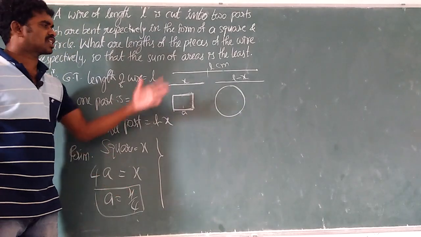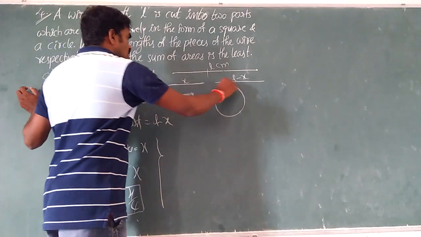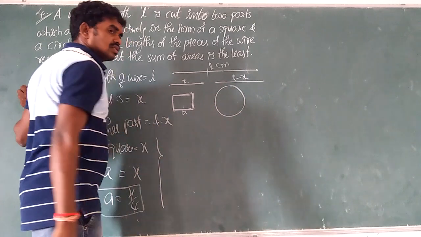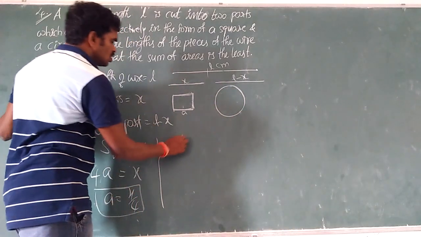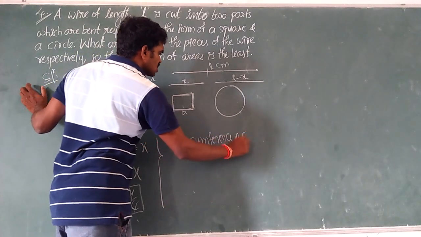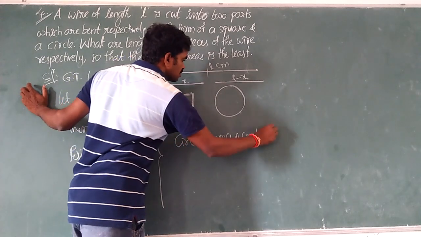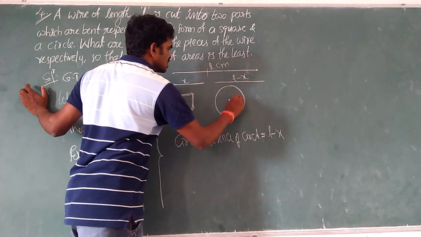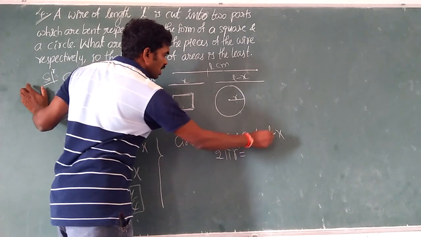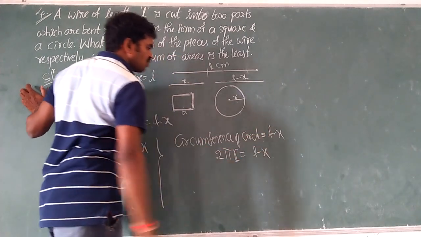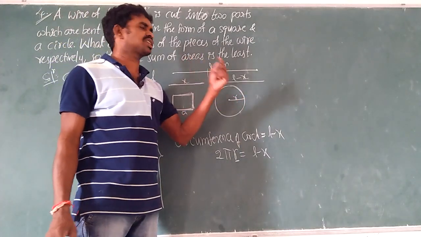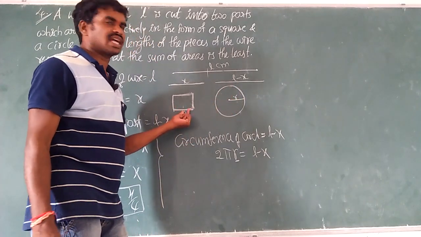Next, the total L minus x is converted into a circle. The circumference of the circle is L minus x. For example, with radius r, the circumference formula is 2 pi r. So 2 pi r equals L minus x. We have to find the small r, the radius. In a circle, the main subject is the radius; in a square, the side is the main subject.